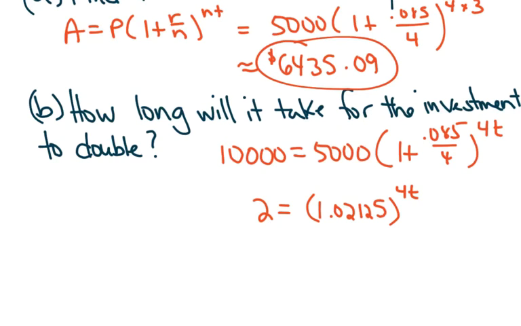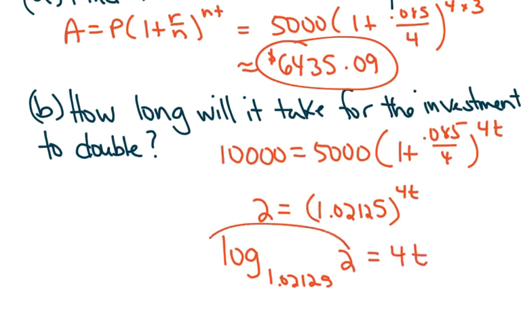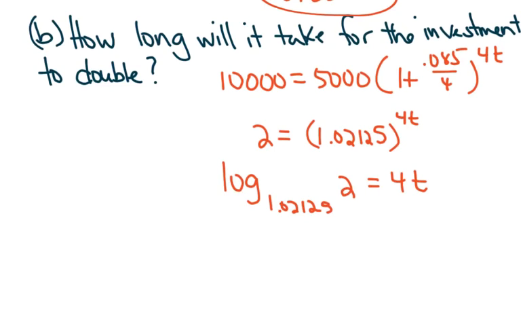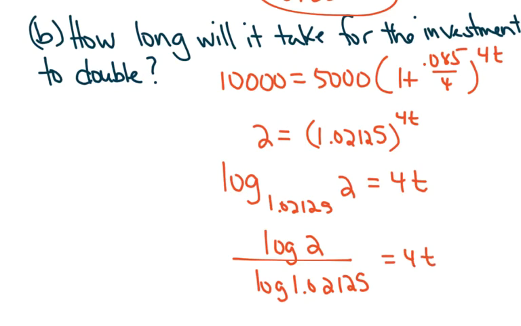This equation is in exponential form. If you convert it to log form, it would be log base 1.02125 of 2 is equal to 4t. And then you can simplify this part by either using the base change formula, or if you have a calculator with the log base function, you can do that. If you need to use the base change formula, it would be log 2 over log 1.02125. Please do not forget, if you're going to do this, to close the parentheses. If you don't close the parentheses before you divide, you'll get the wrong answer.